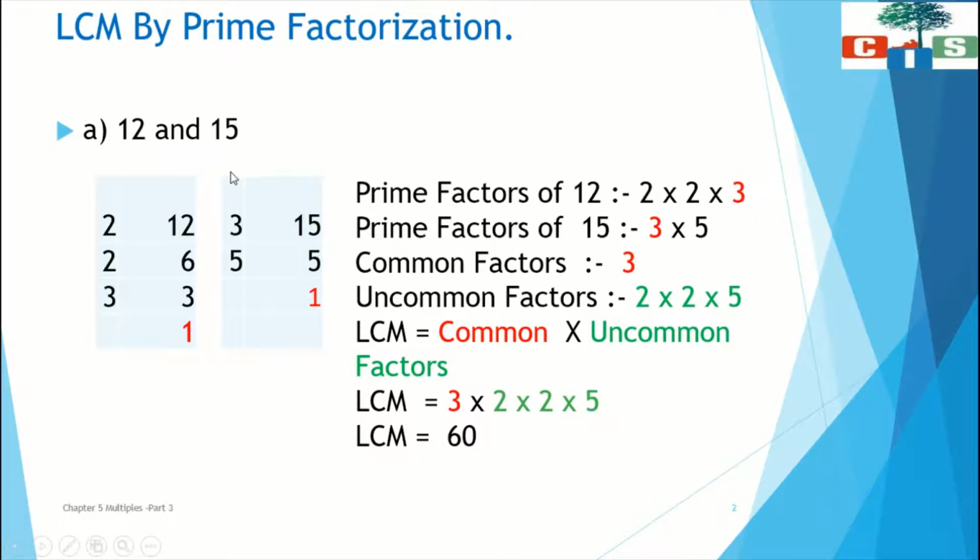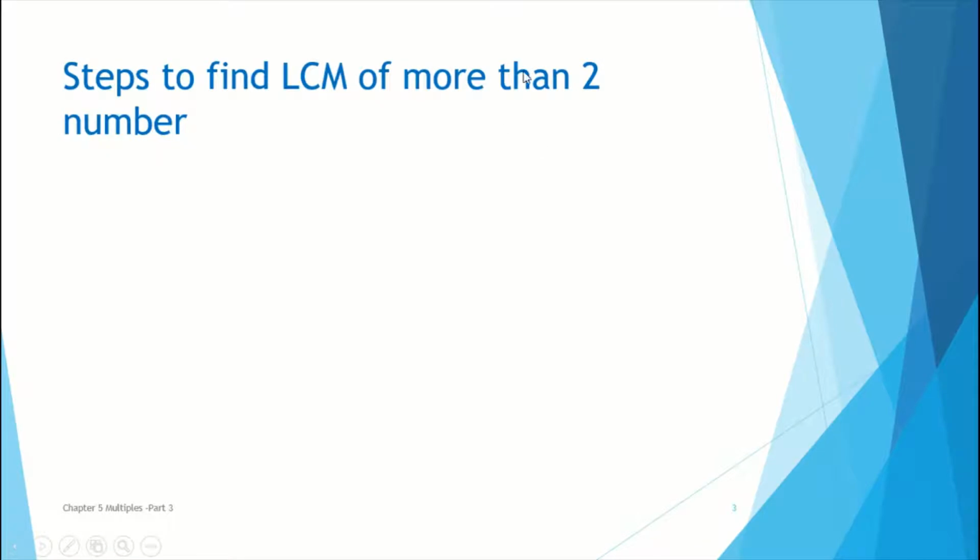Once again I am repeating all the steps. You have to find the prime factors of 12, then the prime factors of 15, then find the common factors, and then find the uncommon factors, and lastly you have to find the LCM by multiplying the common and uncommon factors. Okay scholars, this is a very important concept. Do practice it.